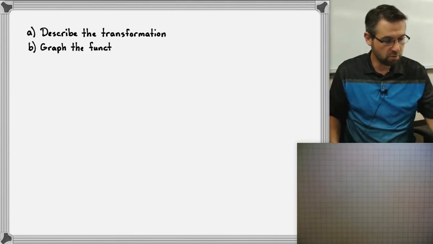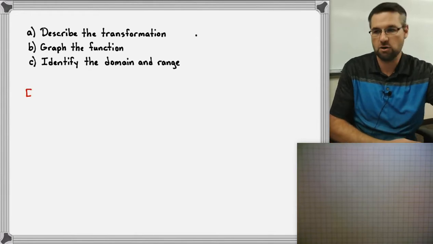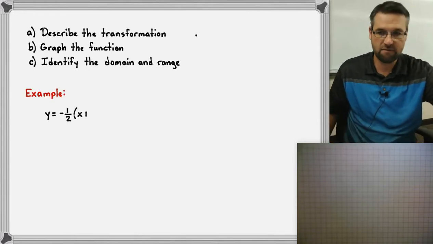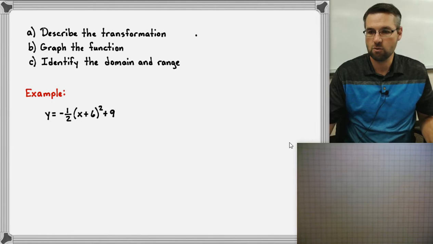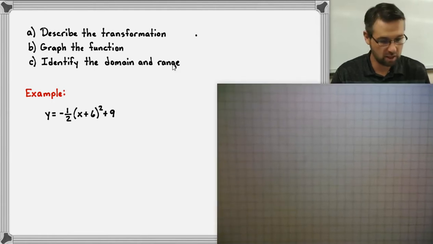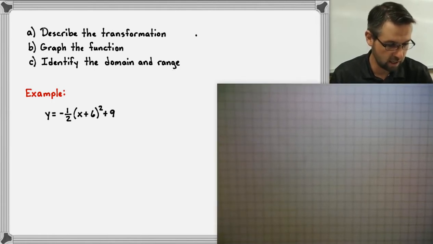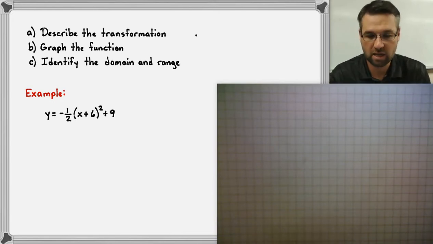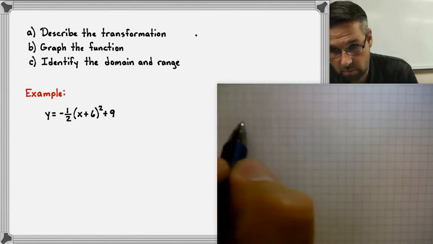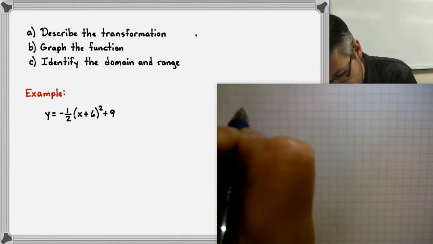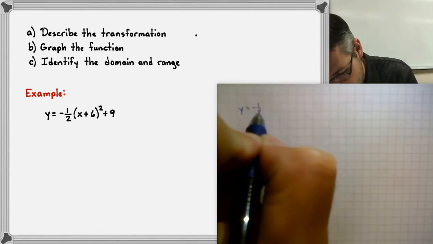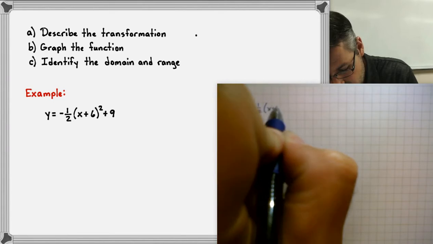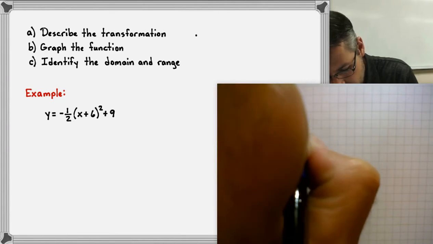So with that said, let's go ahead and take a look at an example of this. I want you to do 3 things. I want you to describe the transformation, I want you to graph the function, and then I want you to identify the domain and the range of the function. Okay, so let's take a look at y equals negative 1/2 x plus 6 squared plus 9. So let me write that down here. y equals negative 1/2 times x plus 6 squared plus 9.